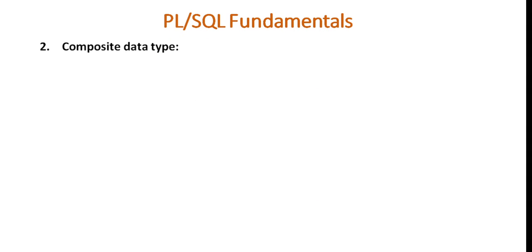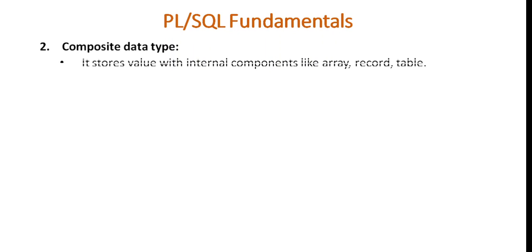The second category is composite data type. As name suggests, composite data type stores values with internal components like array, record, table. When we say array of a number or array of a character, it means that array variable is used to represent number of subcomponents. So that type of variable is called as composite data type, a variable which stores value with the internal component.